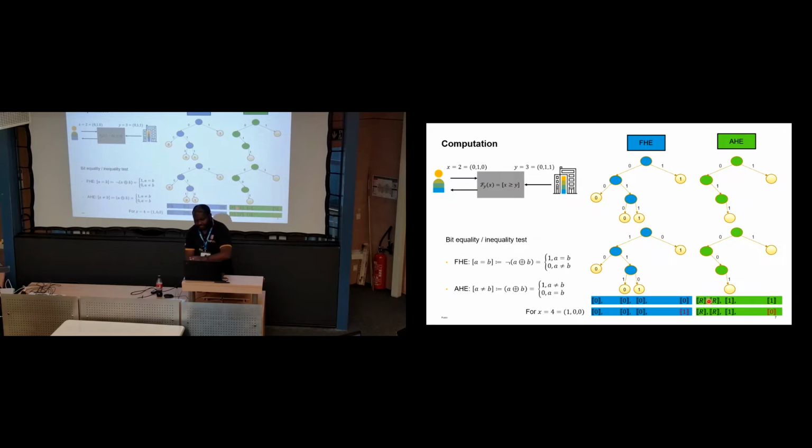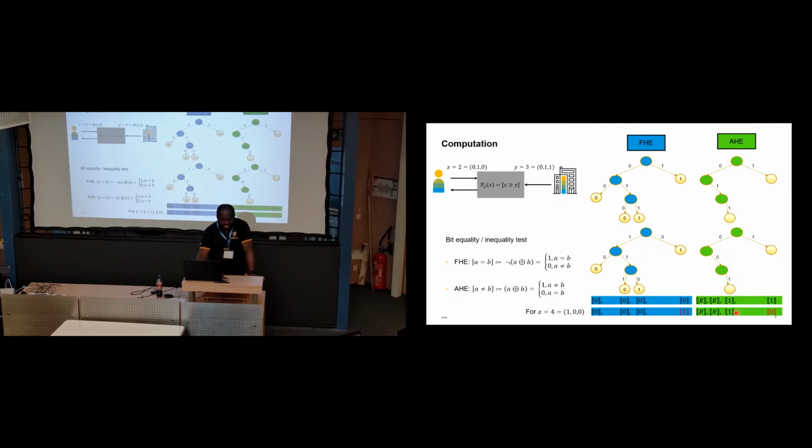If the input were, for example, 4, then we would have exactly one 1 here, and then we can add all those homomorphically to have an encrypted 1. For AHE, we will have exactly one 0, and the remaining ciphertexts will be random ciphertexts.